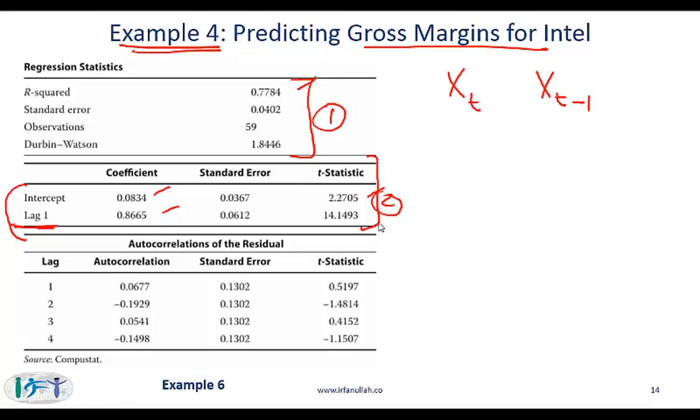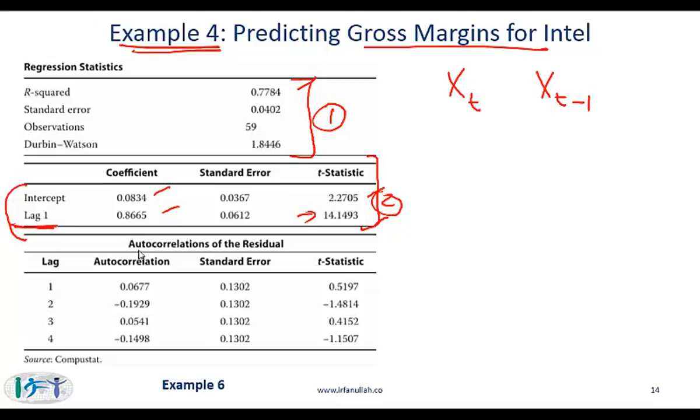The t-stats are pretty high. The rule of thumb is to compare the t-stats with 2. And both of these are above 2, especially the lag one. So it looks like Intel's profit margin in a given period is heavily dependent on the profit margin in the previous period. Business-wise, that also makes sense. You would not expect to have a situation where profit margins vary a lot from period to period. The next thing though is to check whether we have any autocorrelation issue.